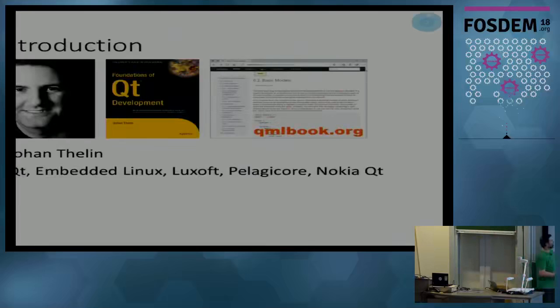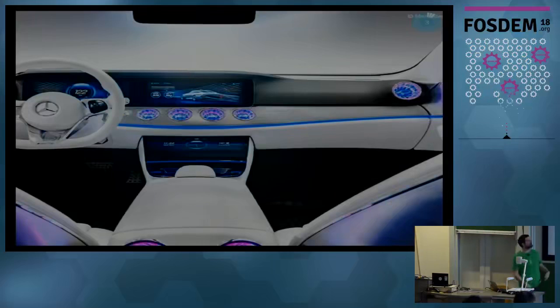So very quickly, I'm Johan Thelin. I work at a company called Luxoft, which used to be called Pelagicore. I did a year at Nokia Qt Frameworks, which used to be called Trolltech. I do mostly Qt on embedded systems these days. But this is what I build work time-wise. Never mind the star on the steering wheel and these things, but it's infotainment, so car interiors.